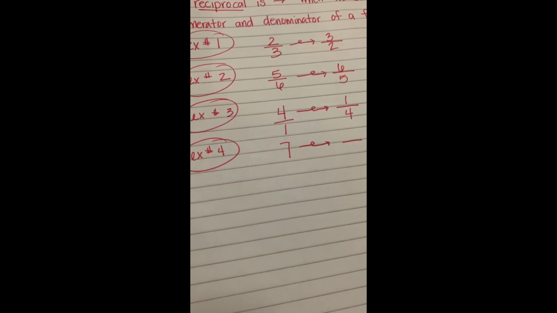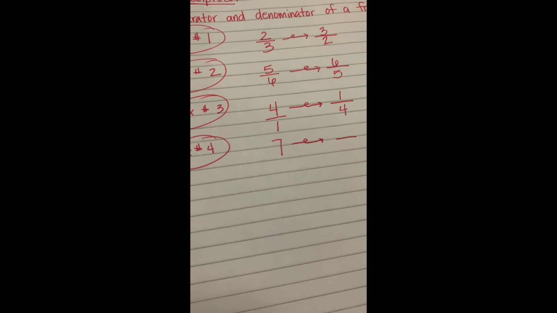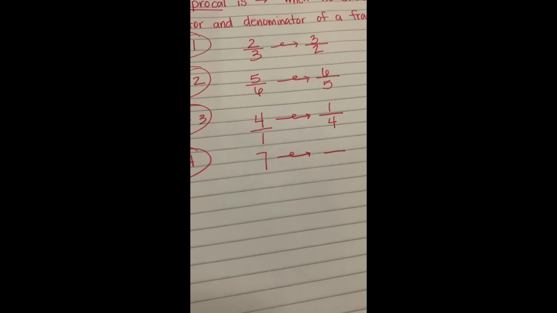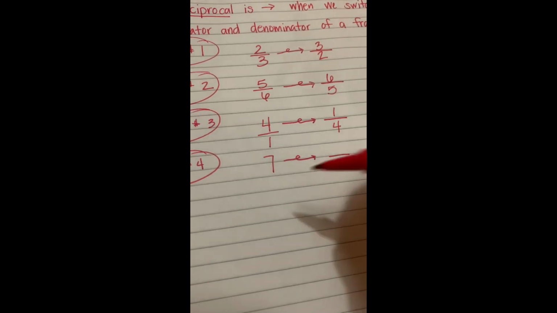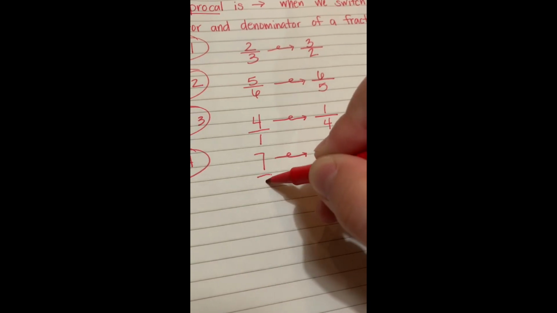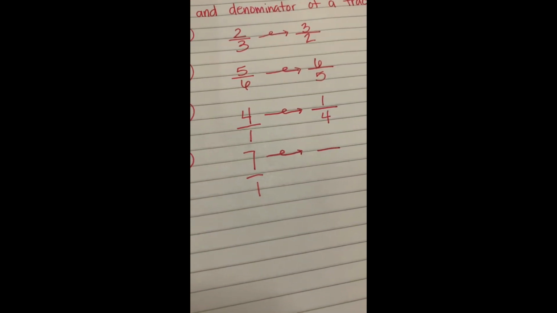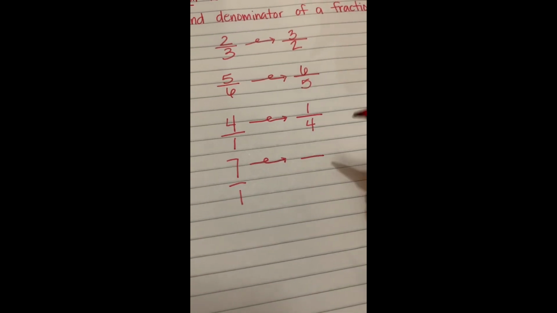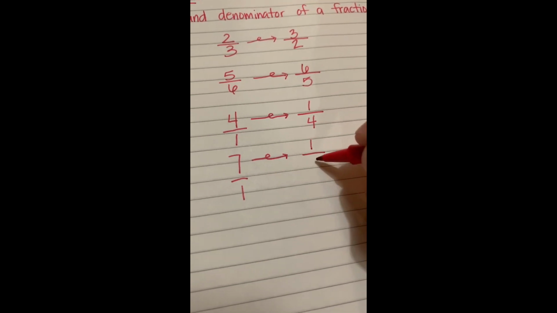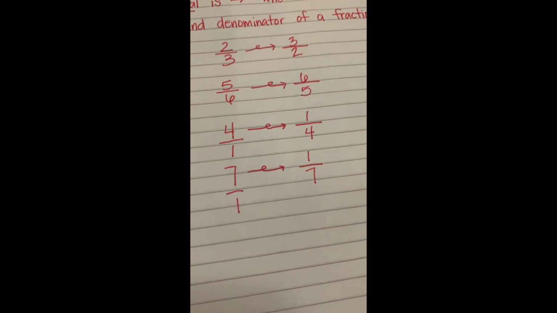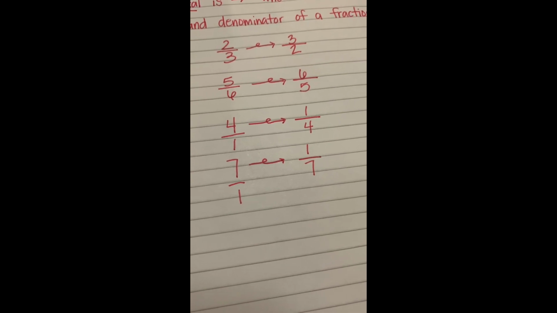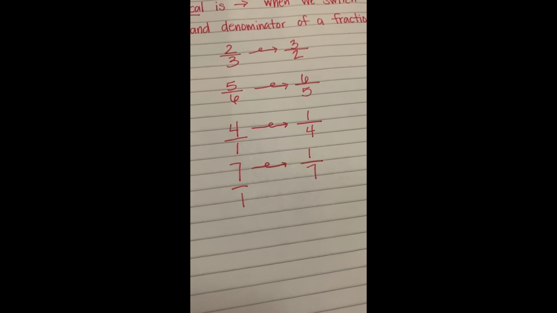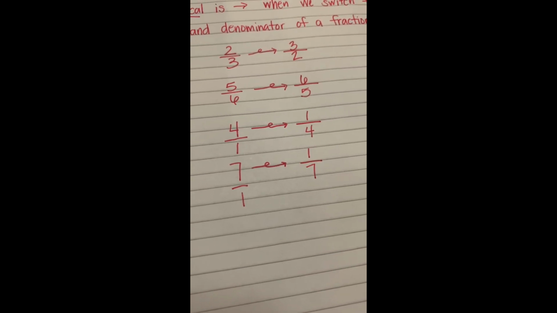Same thing for number 4. Our example is a whole number, 7. So we're going to put the 7/1 here to make it a fraction. And we switch our numerator and our denominator. And we would say the reciprocal of 7 is 1/7.